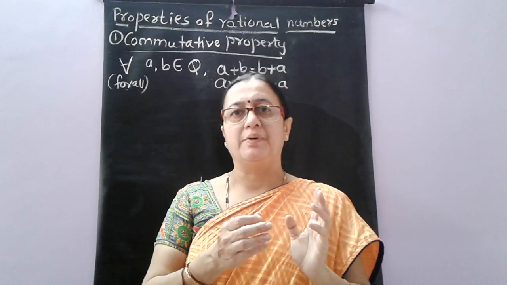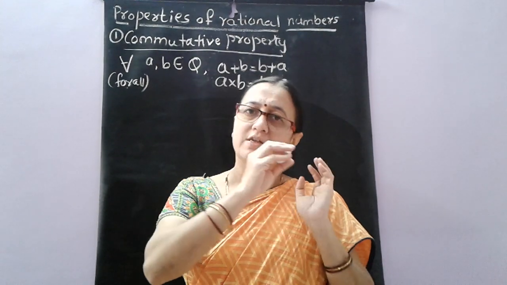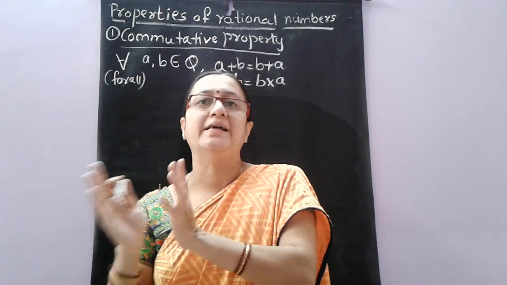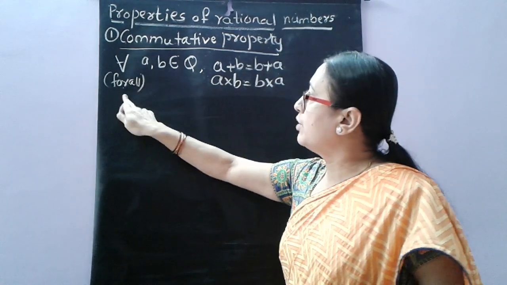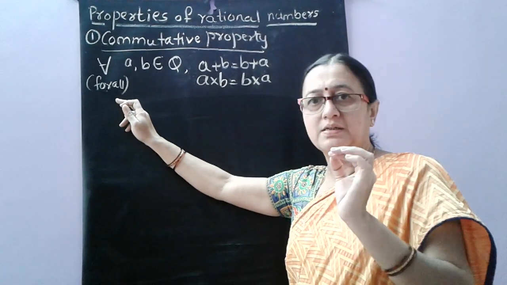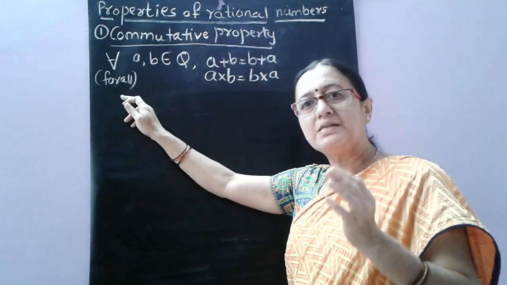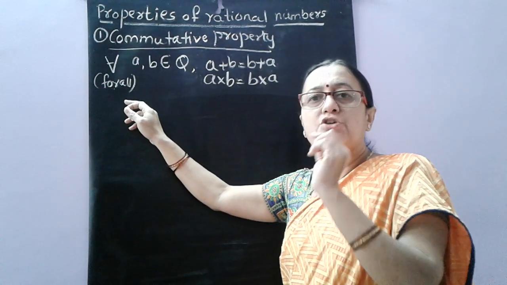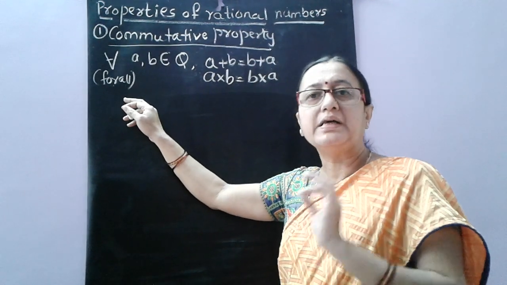So, we will take the property. In place of the variables, we will put the values of rational numbers and check whether left hand side is equal to the right hand side here. Okay. So, what is commutative property? For all, this is the symbol for all. For all means you take any example of the rational number. It should be applicable. If you are checking for integers, for all means for all integers. Any example you take, any number you take, the property should be proper. Then only we say the property holds good or the property is applicable.